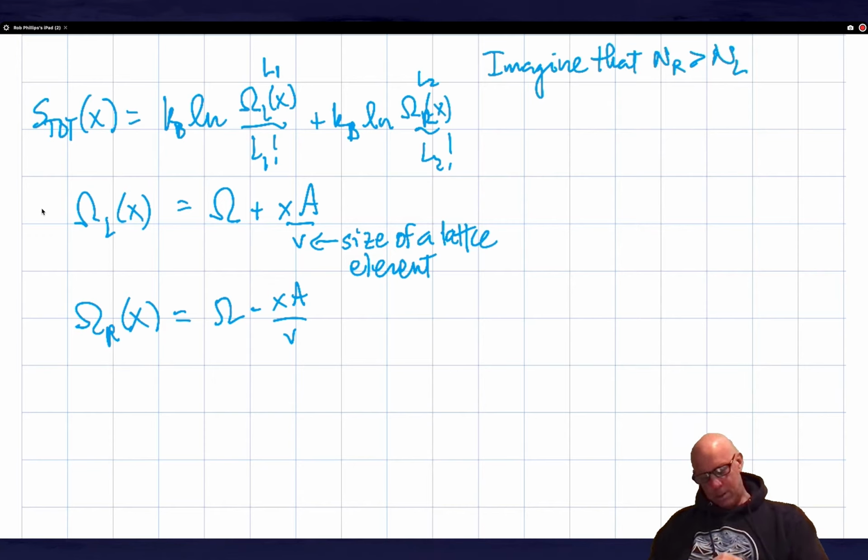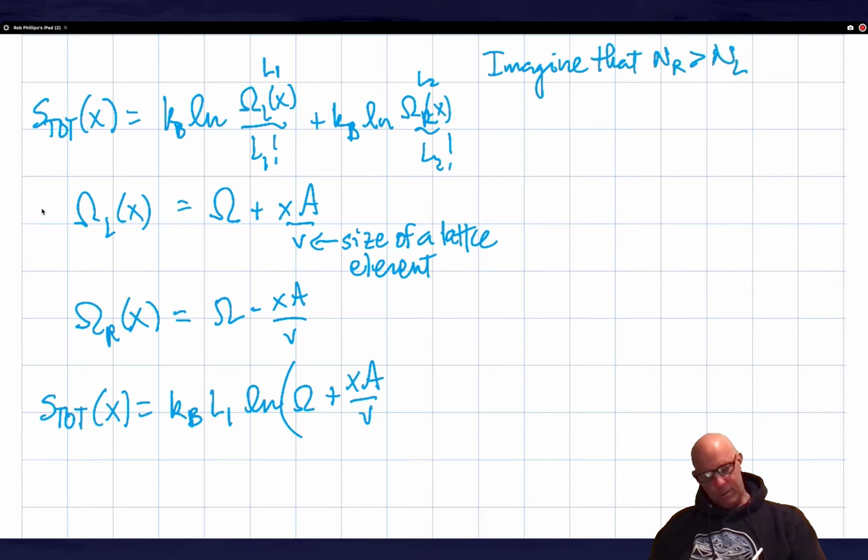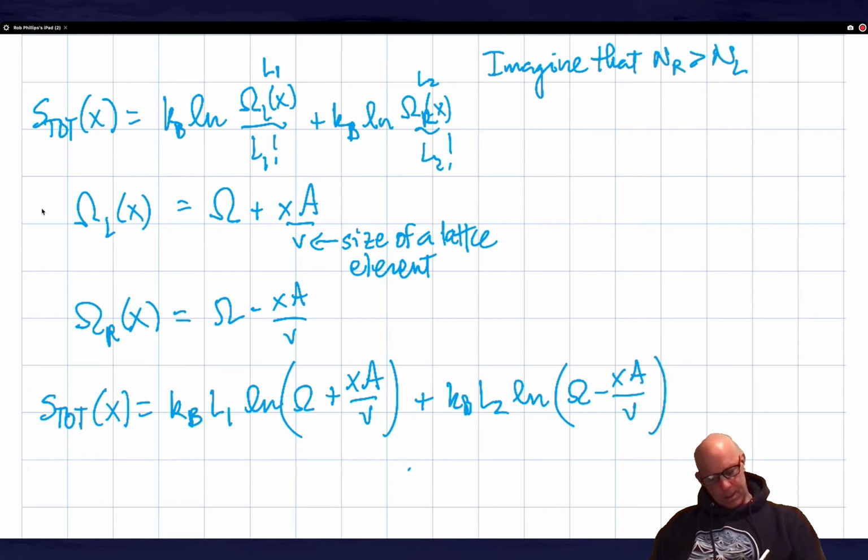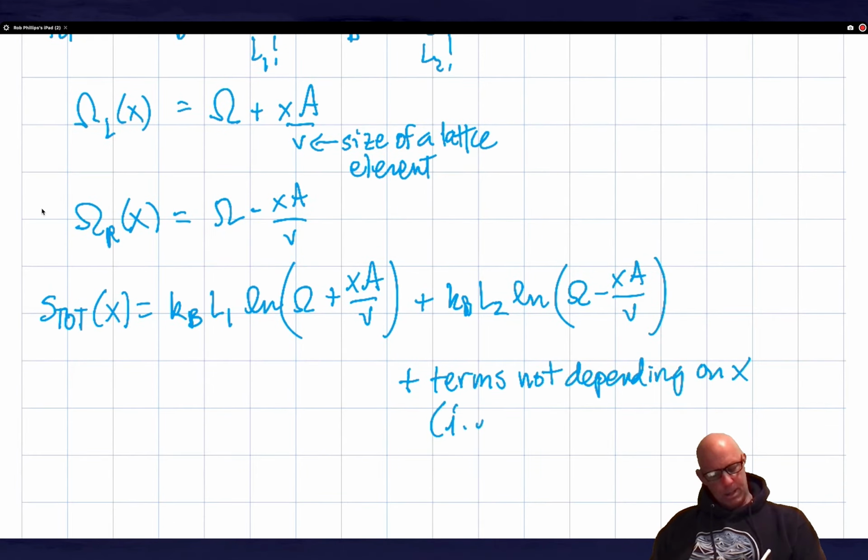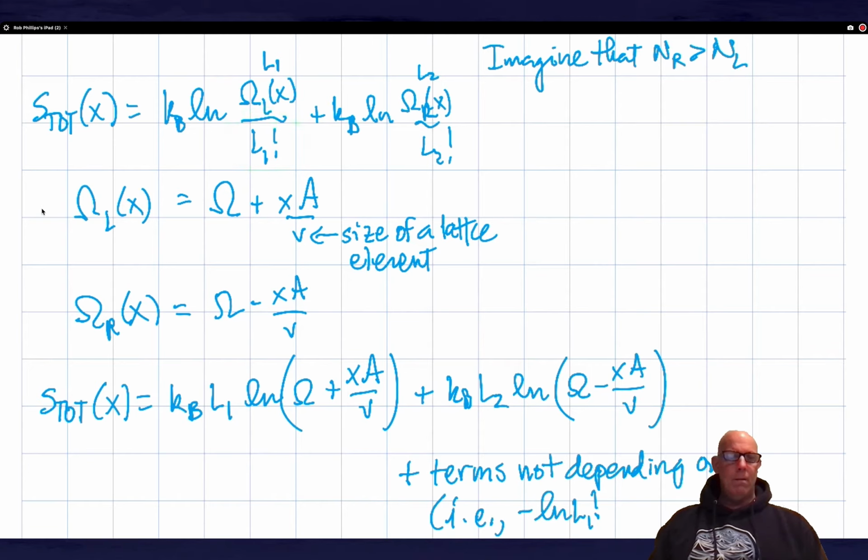I could use Stirling, but I actually don't need to, so I can rewrite S tot of x as k_B L1 log of omega plus xa over little v, plus k_B L2 log of omega minus xa over little v, plus terms not depending on x. Just to be concrete, those include minus log of L1 factorial, but it doesn't depend on x.